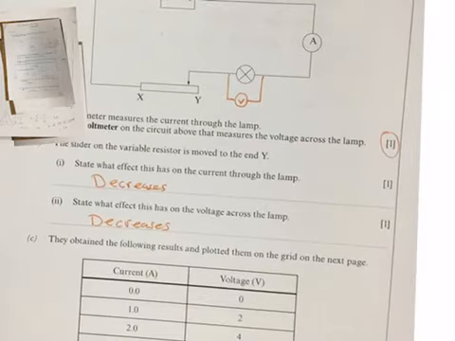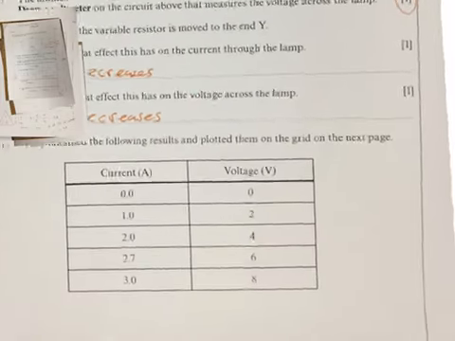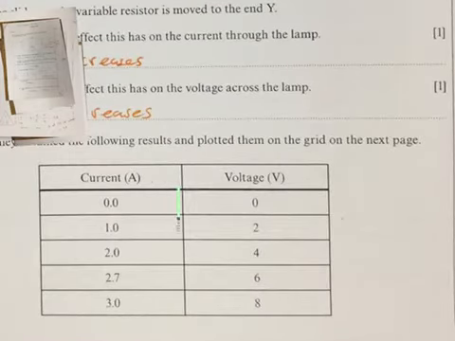State what effect it has on a voltage. Well, it's going to have the same effect on the voltage. The resistance: if resistance increases, then voltage and current decreases. If resistance decreases, then voltage and current is going to increase. Here's a set of results here for current against voltage.